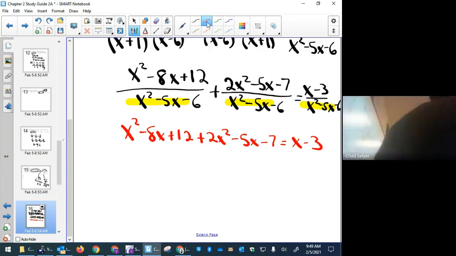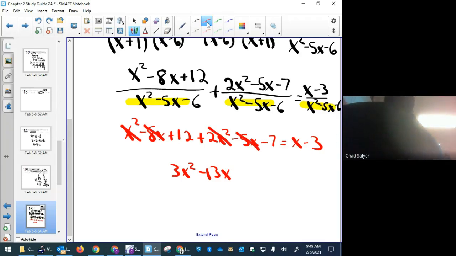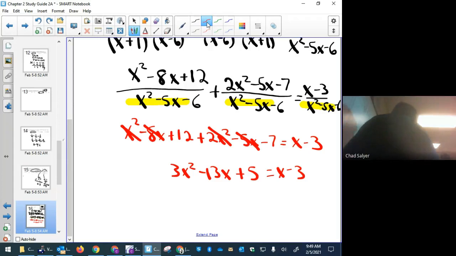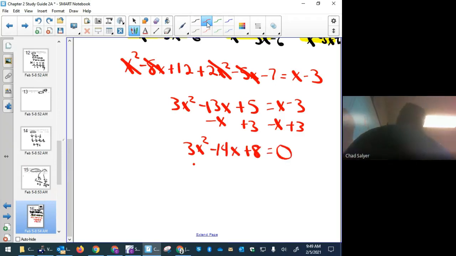So here's what I need to solve. Let's combine some like terms. x squared and 2x squared are 3x squared. Minus 8x and minus 5x are minus 13x. And we can mark them out as we go here, to make sure we don't use something twice. 12 minus 7 is plus 5. Now I need to get one side equal to 0, so I'll add 3 and subtract x. So I have 3x squared minus 14x plus 8 equals 0.